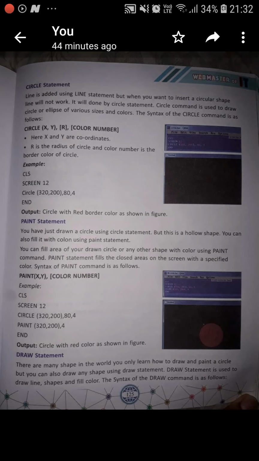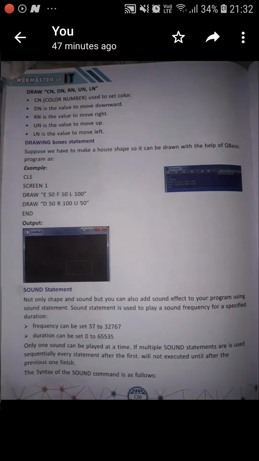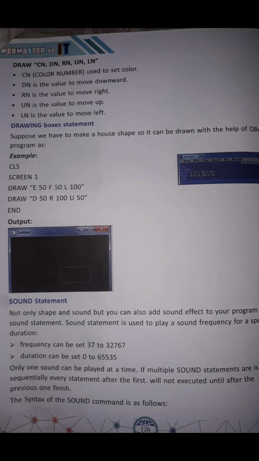The syntax of the draw command is as follows, like this: DRAW CN, DN, RN, UN, LN. CN means color number, DN is the value to move downward, RN is the value to move right, UN is the value to move up, LN is the value to move left. So these are the various specifications of directions for how you want to create a random shape.